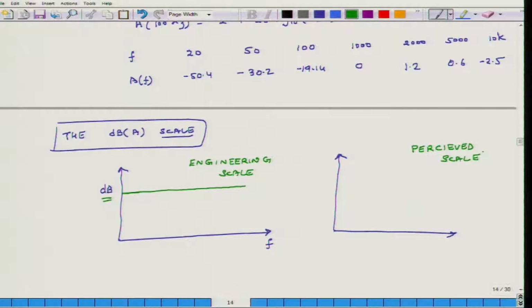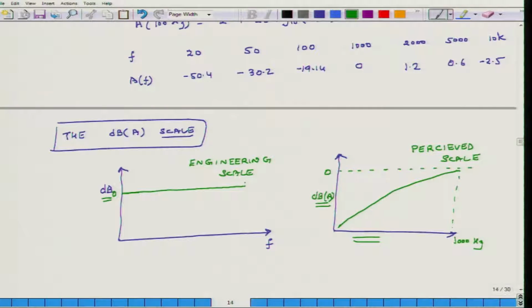Okay. So, if this is 0 decibels, so it is 0 decibels here, and let us say this is 1000 hertz. Then on the perceived scale it is like this, okay. And on the perceived scale we do not call it decibels, but because these dBs are weighted we say dBA. It is written as dB and in parenthesis A. So, that is our dBA scale, okay.